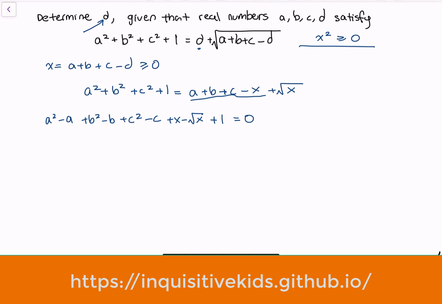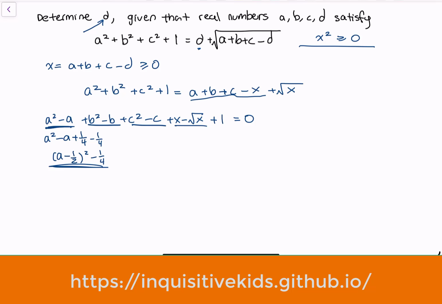Well, we can complete the square for each variable. The a squared minus a, if we add 1/4 to it, we would get a squared minus a plus 1/4. This would equal a minus 1/2 squared. But remember, we added on this extra 1/4, so I'm going to subtract it. Which means that this expression will eventually turn into this.